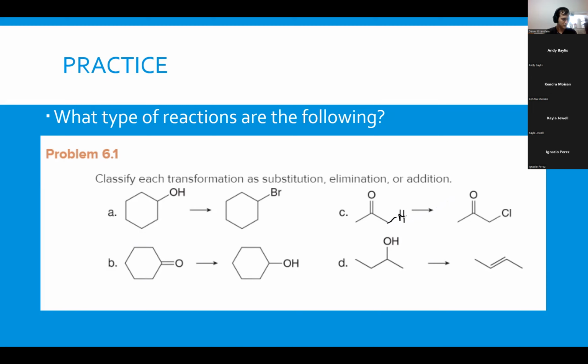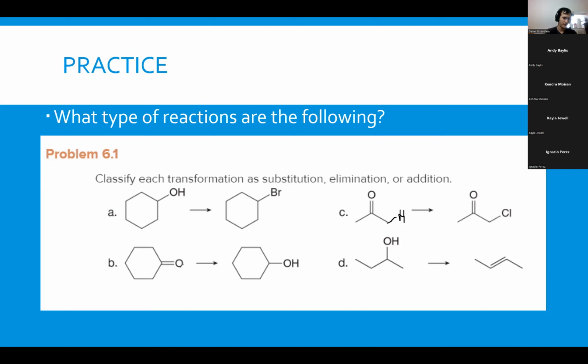Did the number of pi bonds change? No. Therefore, it's really hard for me to say it's addition, right? This one is particularly difficult because you don't have the hydrogen shown to you, and you need to really kind of see what you're doing in order to get this one right. So yes, the answer to C is substitution.